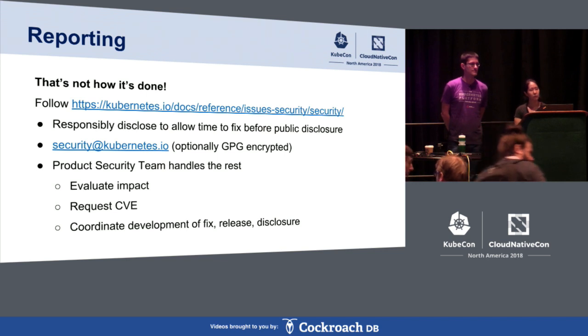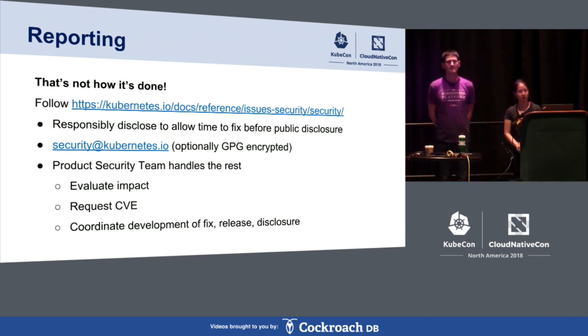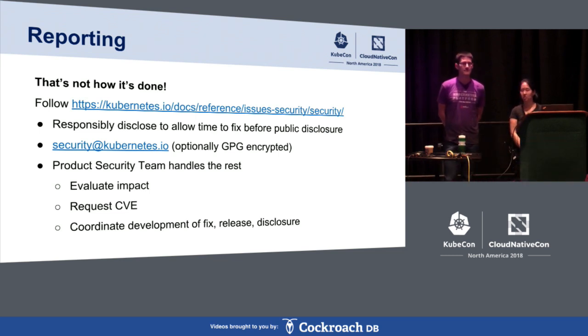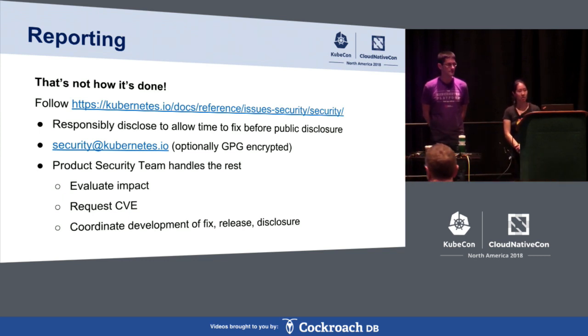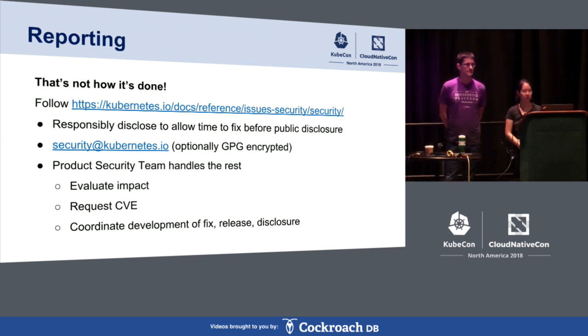So, if you ever think you have found a security issue in Kubernetes, please follow our documented process on kubernetes.io. It starts with sending an email to security@kubernetes.io with the details of the issue, and a member of the product security team will evaluate the impact, respond back to you, and then coordinate the development of the fix and its release.